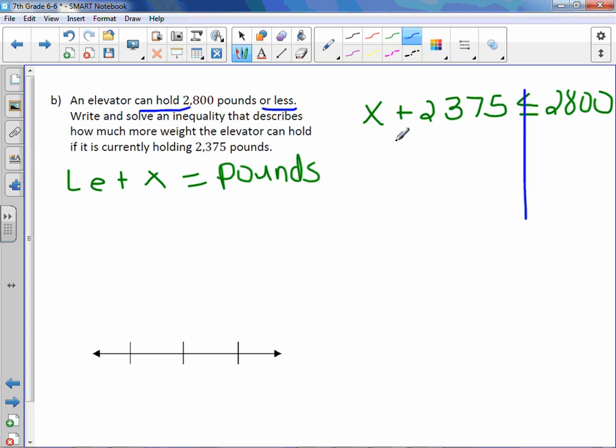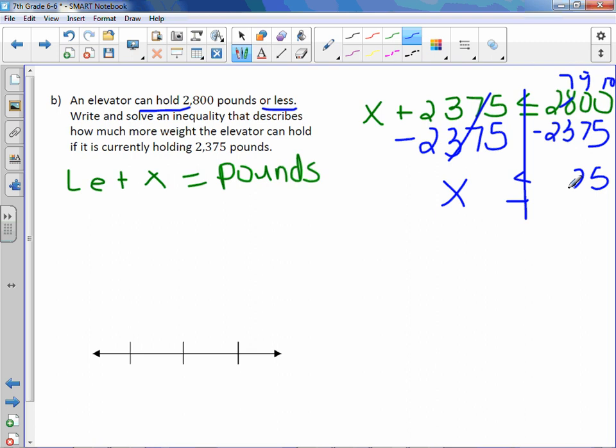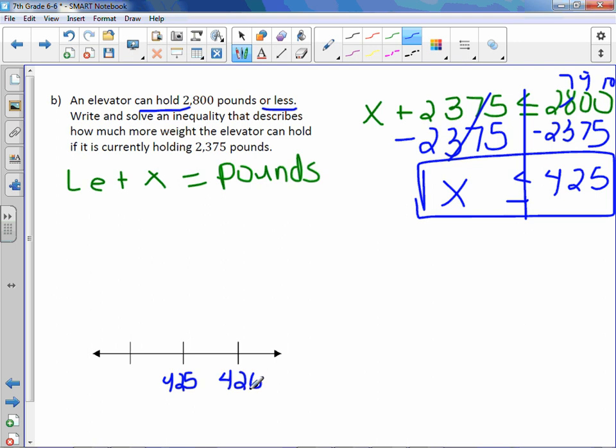Now let's solve it. Minus 2,375. x less than or equal to, this would be 5, 2, and 4. So x is less than or equal to 425 pounds. So 425 would be our center number. So this can be 426, and this can be 424. It is a closed circle.